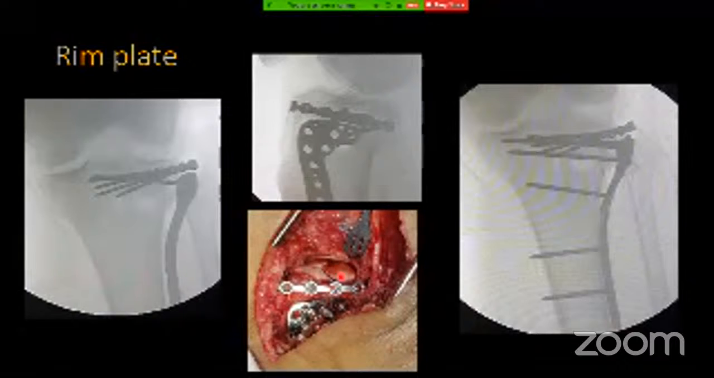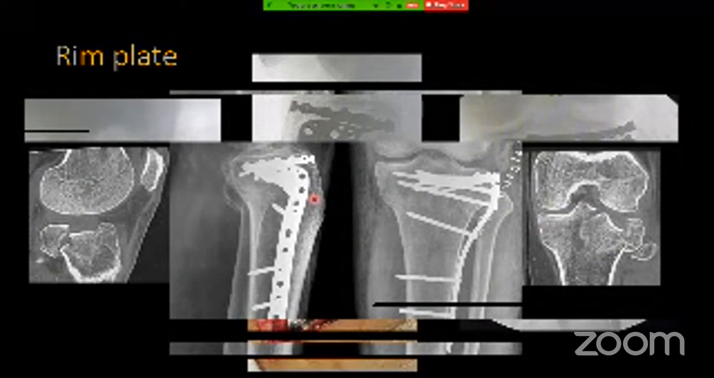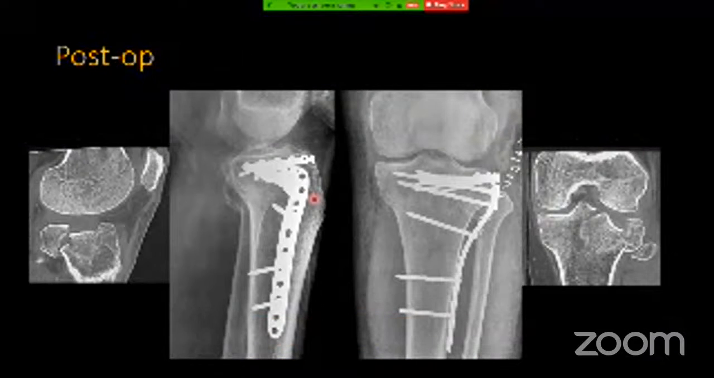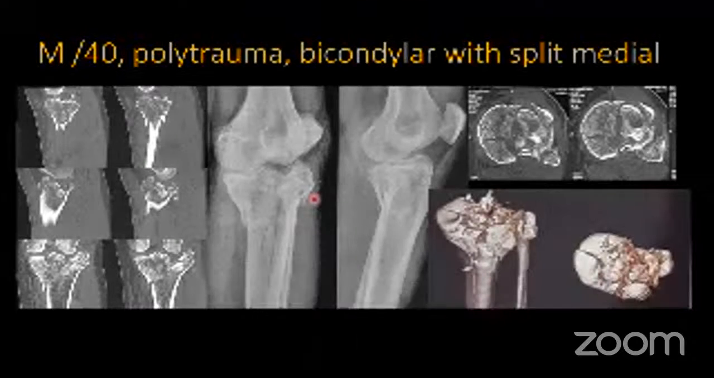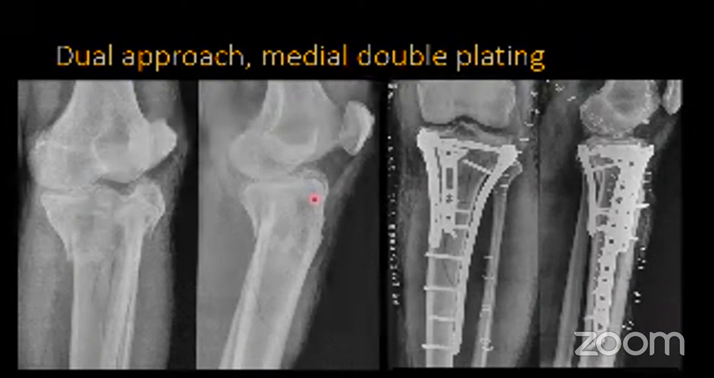Really, this structure also, if you screw actually going to the posterior aspect, and then underneath there. So this is the use of the rim plate with this approach, and this was a complex bicondylar fracture. There was a coronal split on the medial side, bad comminution on the posterolateral area. This is done using the same approach.